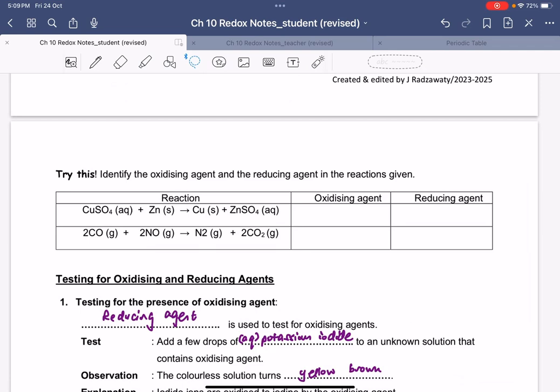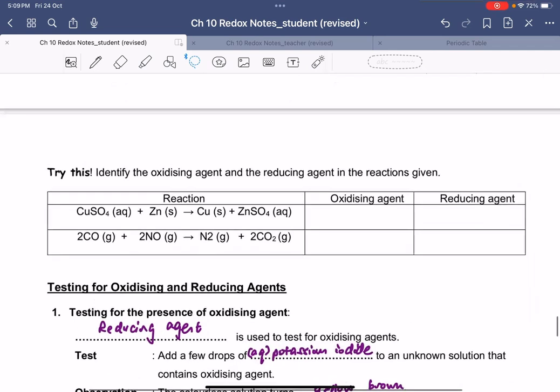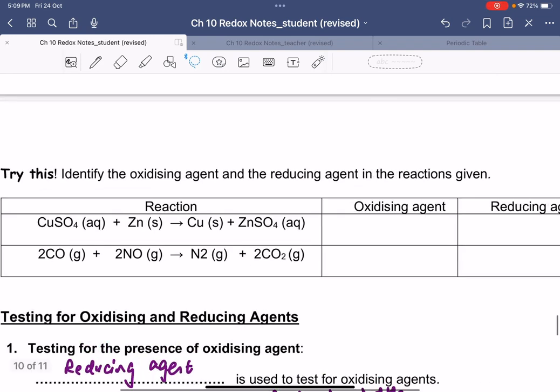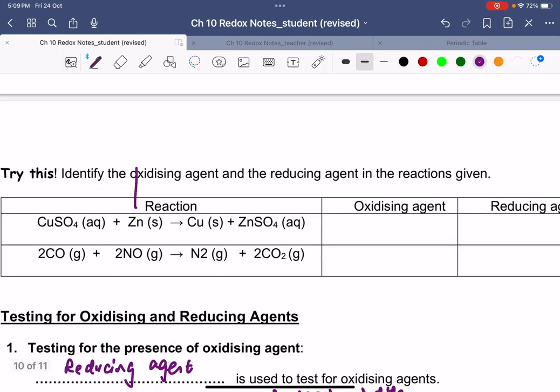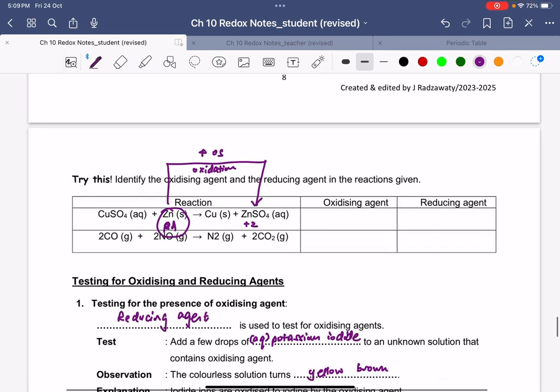Identifying the oxidizing agent and reducing agent, I'm going to help you to understand this. If I have zinc to zinc ion, this is a 0 and this is a plus 2. 0 to plus 2 is an increase in oxidation state. So it is an oxidation. If it's an oxidation, this is a reducing agent. So the reducing agent is your zinc.